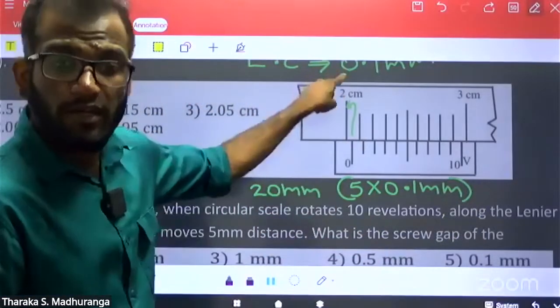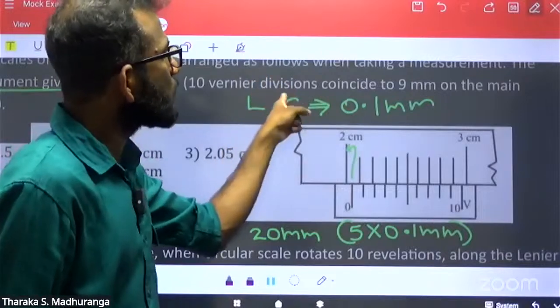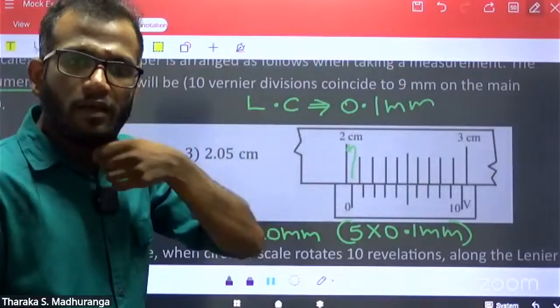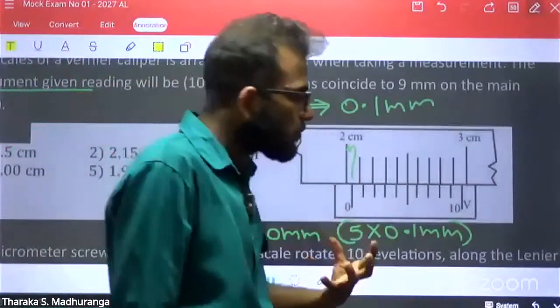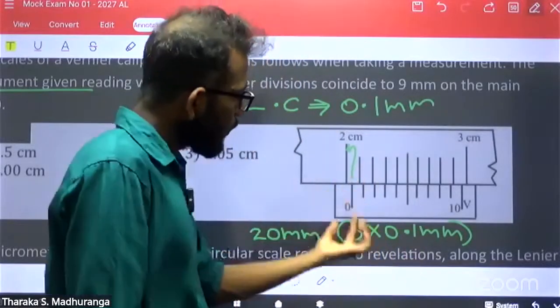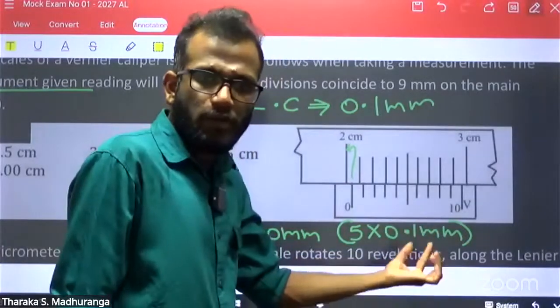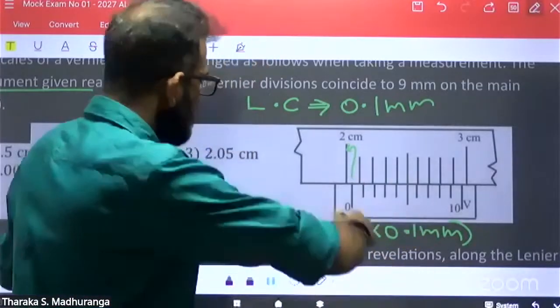Why? It is given as a hint. A hint is given: 10 vernier divisions coincide with 9 millimeter on the main scale parts. Then we can decide the least count of the instrument is 0.1 millimeter. Then the coincide part is 5. 5 multiplied by 0.1 millimeter. 0.1 into 5, it is 0.5.